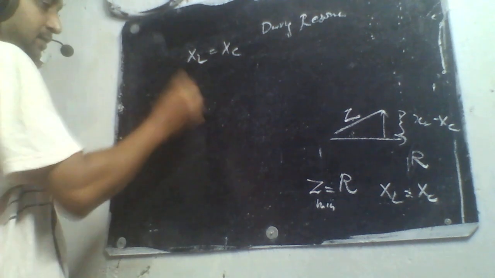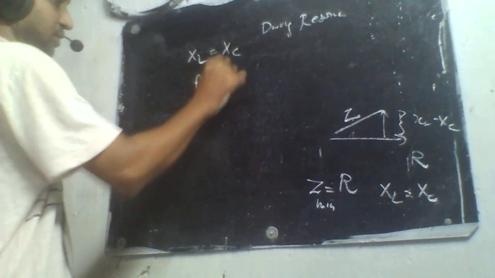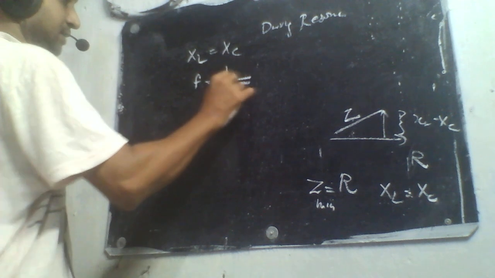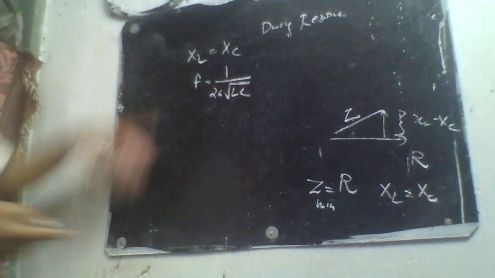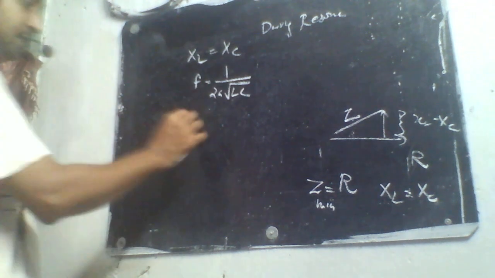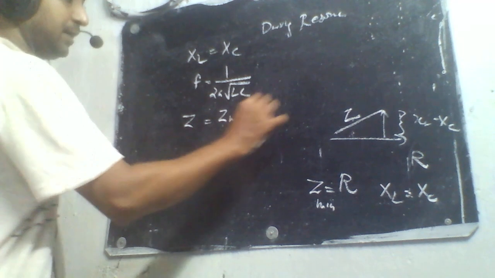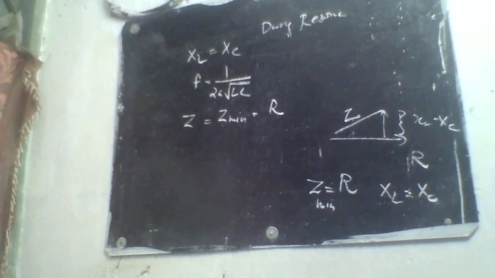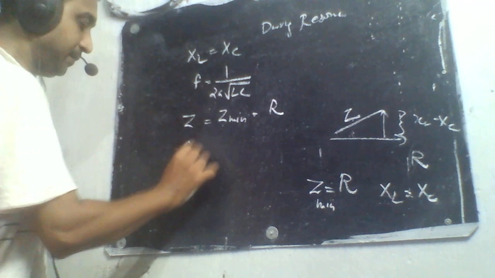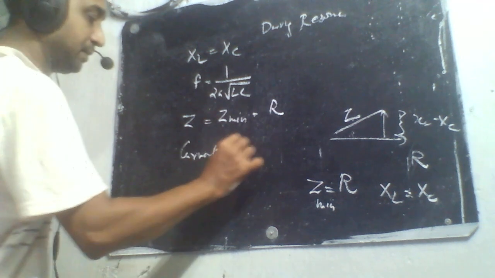Then the frequency at which this is happening is equal to 1 by 2 pi root of LC. Then Z will be its minimum value, given by the resistance of the circuit. Then the current flowing will be maximum in that case.